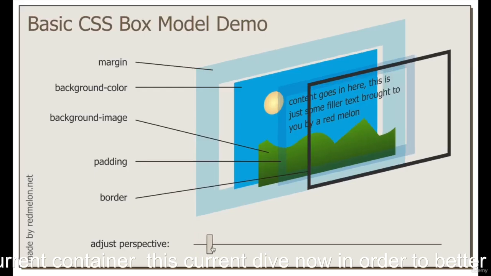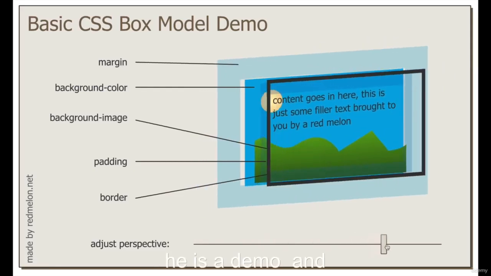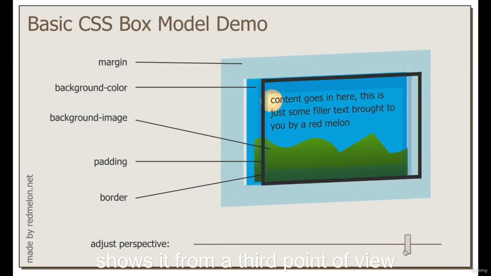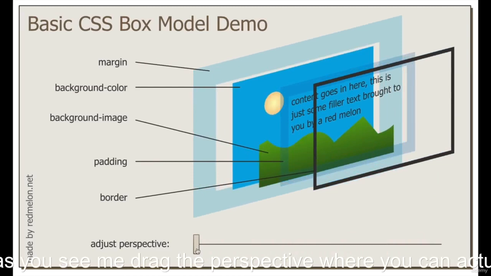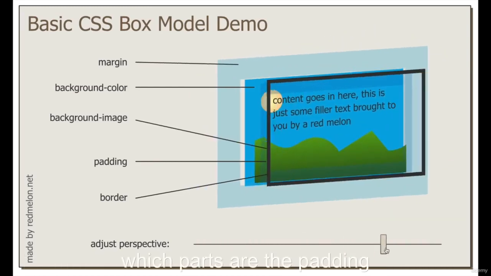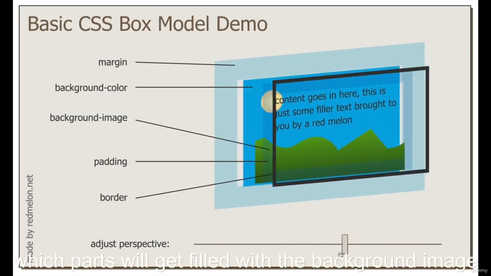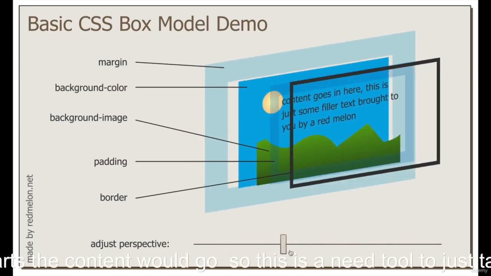Now, in order to better understand this idea of the box model, here's a demo that shows it from a 3D point of view. As you see me drag the perspective, you can actually see that box model as it turns to the side, and it shows you which parts are the padding, which parts will get filled with the background image, which parts will end up with the background color, and which parts the content would go.